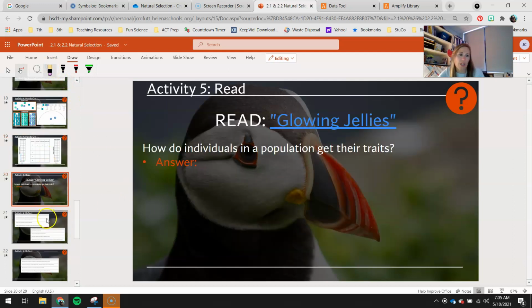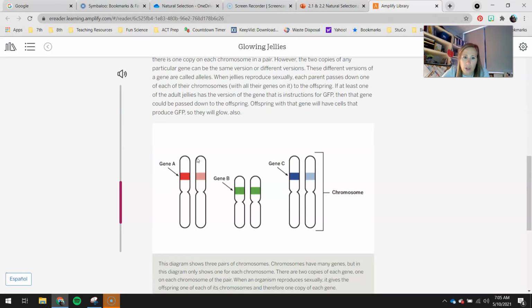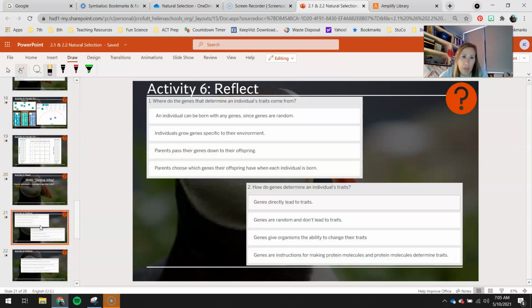And then finally, we're going to move on to our last couple activities here. You have a little reading. This article is called Glowing Jellies. If you go ahead and right-click to open it up, it'll look like this. Read this short little article about jellyfish that glow, and then answer this question: how do individuals and a population get their traits?